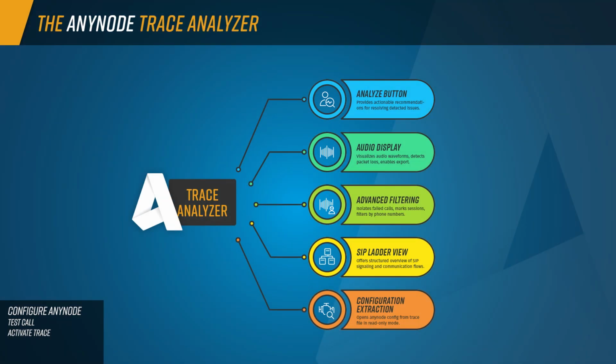In case of voice over IP network issues, the communication between anynode and the remote endpoints is logged into a binary file upon enabling the anynode trace function. This file is then analyzed using the Trace Analyzer tool.